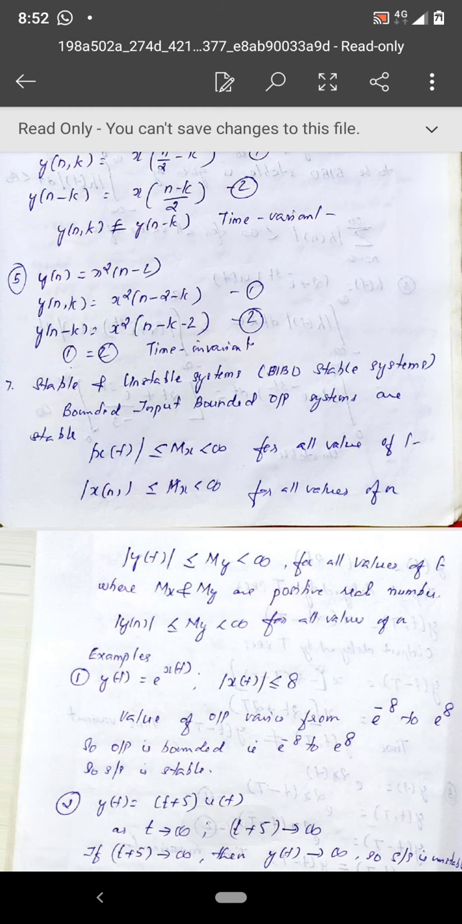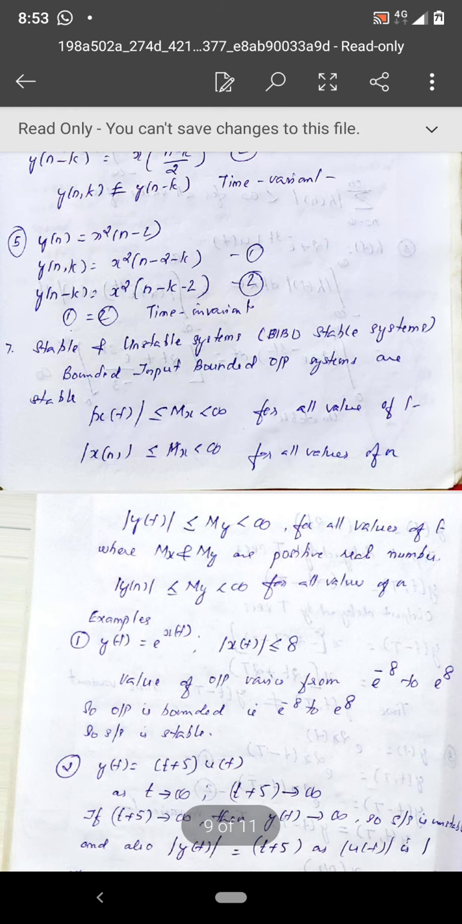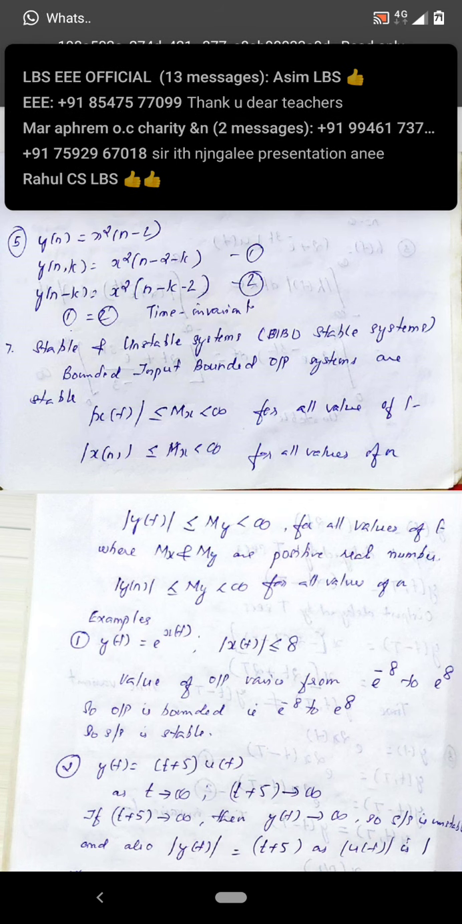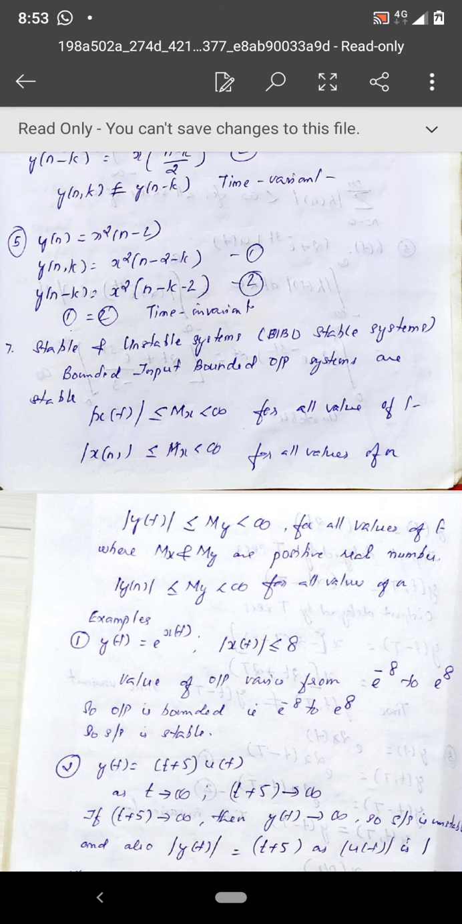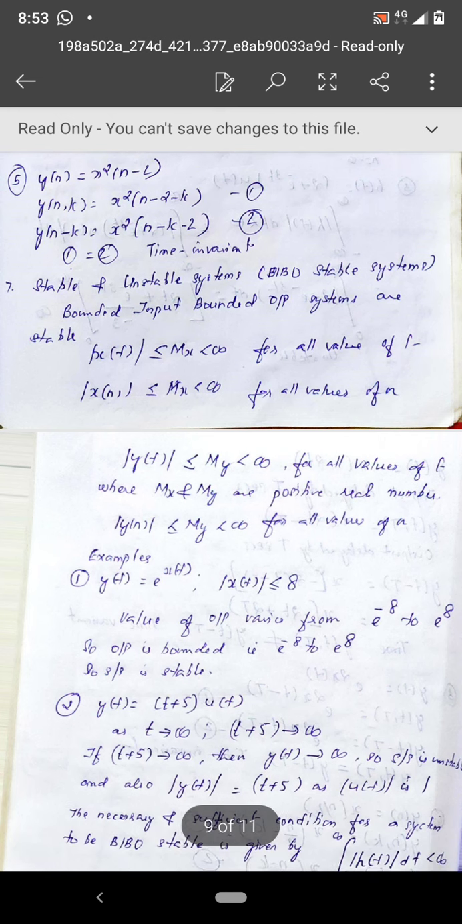So what is a bounded input? The magnitude of the input that you apply should be a value Mx, which is less than infinity for all values of t. Similarly for discrete time signals x of n, the magnitude of x of n should be a number Mx, which is less than infinity for all values of n. When you apply such an input to a system, if it is a stable system, it will give a bounded output. So what is a bounded output? The output magnitude will be some other positive real number My, which is again less than infinity for all values of t, or if it is a discrete time signal, the magnitude of y of n will be another number My, which is less than infinity for all values of n.